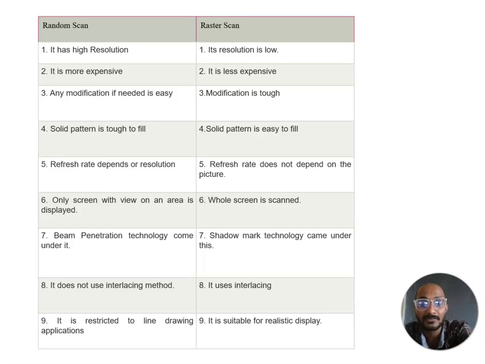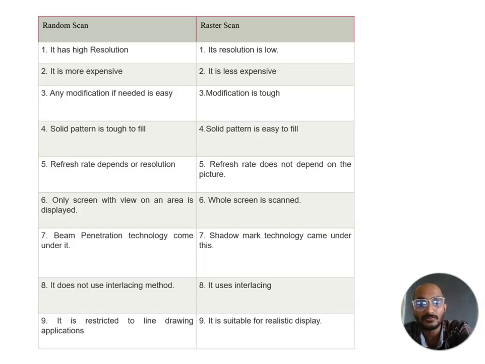Solid patterns are tough to fill in random, but it is easy in raster. Refresh rate depends on resolution here in random, and in raster it depends on the pictures. Only the screen area we want to view is displayed in random scan, while in raster, the whole screen is scanned.